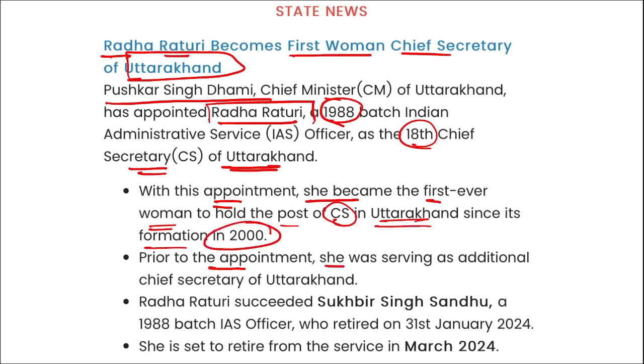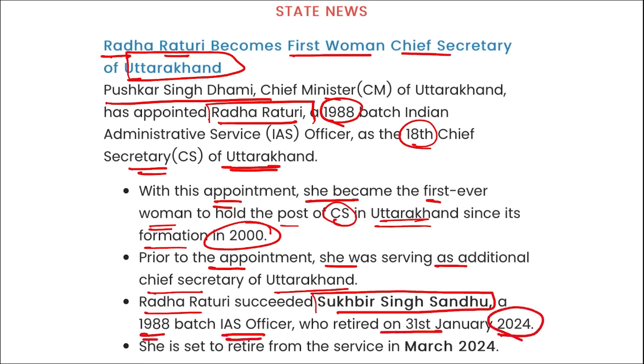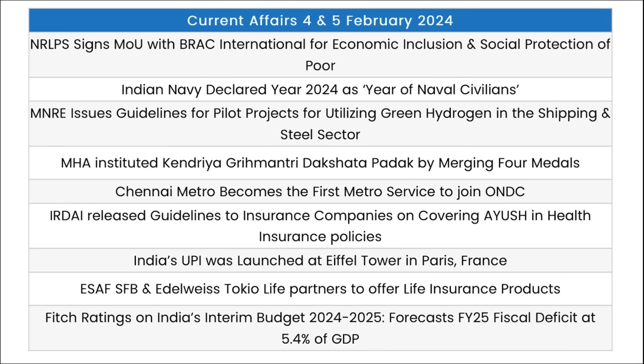Prior to this appointment, she was serving as the additional chief secretary of Uttarakhand, and now she became the chief secretary of Uttarakhand. Radha Rathuri succeeded Sukhbir Singh Sandhu, a 1988 batch IAS officer who retired on 31st of January 2024, and she is also set to retire from the service in March 2024. So these are your important current affairs for the day, friends. Now let's go for a quick one-liner revision.